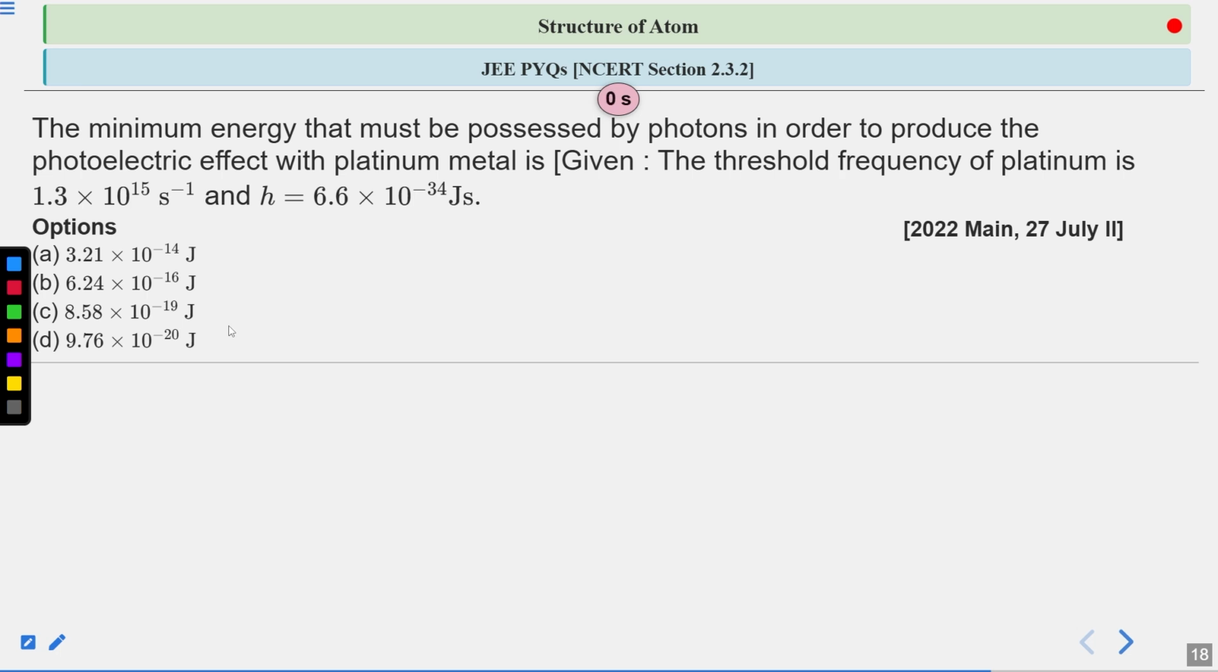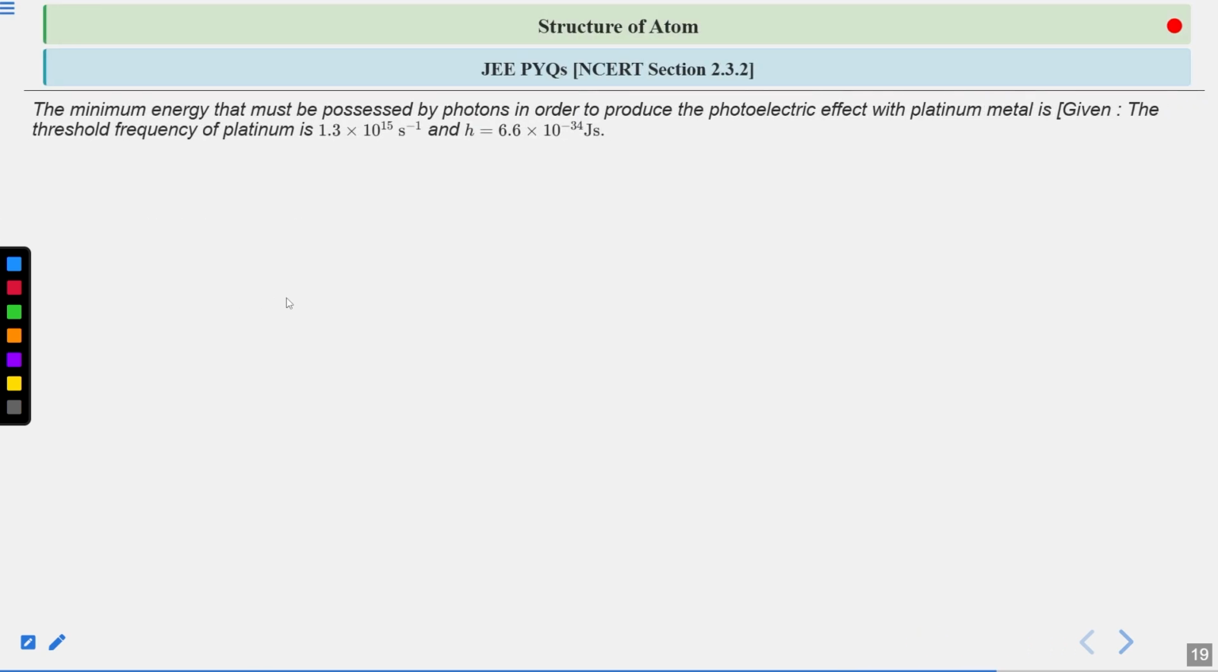Your time is up. So what we have to do is calculate the minimum energy, and the threshold frequency is given. The threshold frequency is that frequency below which you can't expect a photoelectric effect. So the correct answer is C, 8.58 into 10 to the power minus 19.